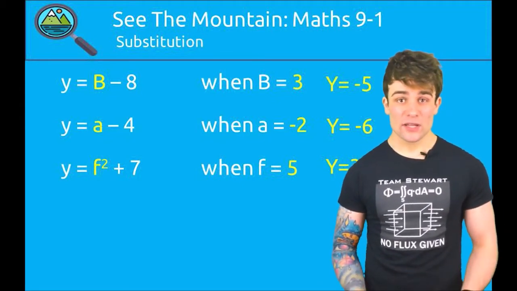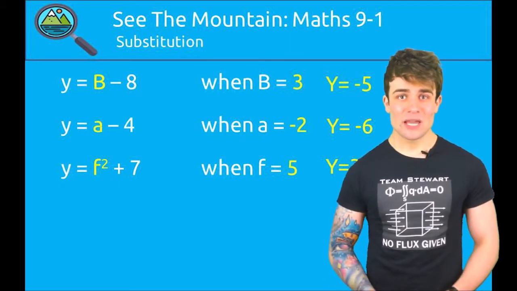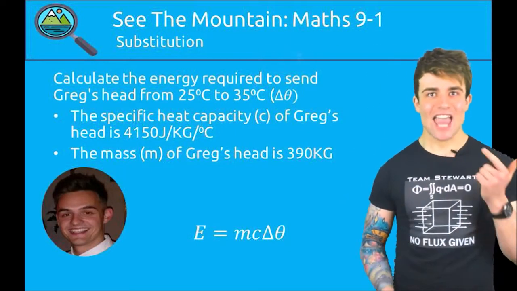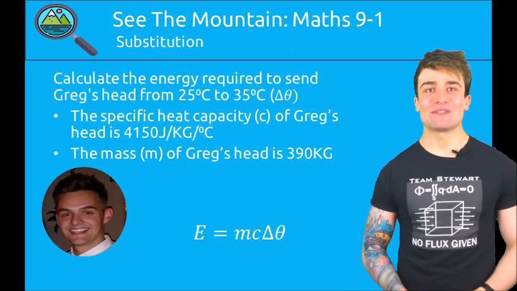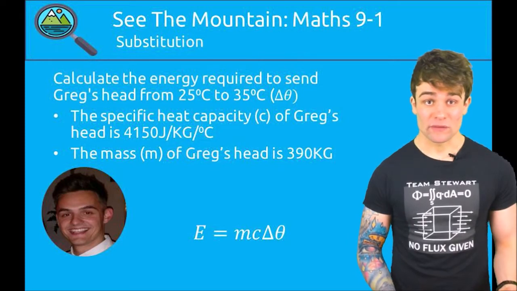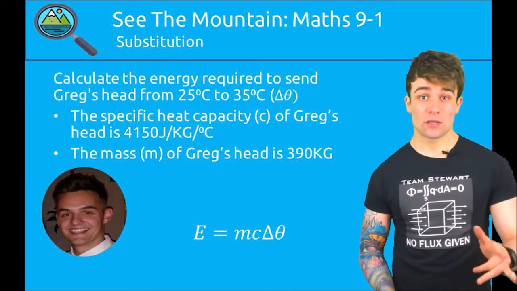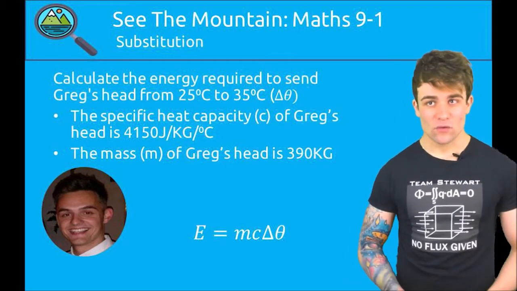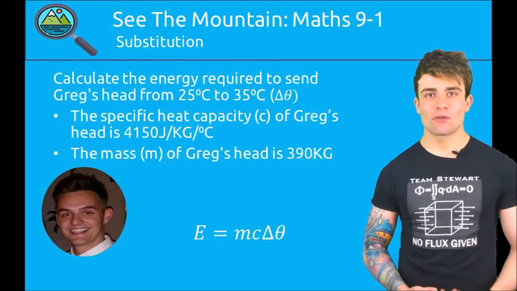So now we're going to see quite a strange example, but it's going to be the same method. Right, here we're going to calculate the energy required to send Greg's head from 25 degrees to 35 degrees. The specific heat capacity of Greg's head is 4,150. Your physicists will realise that's pretty close to water, explaining what's really going on in Greg's head there. And finally, the mass of Greg's head is 390 kilograms.